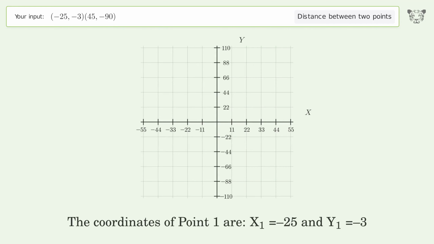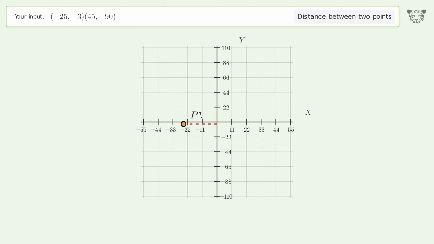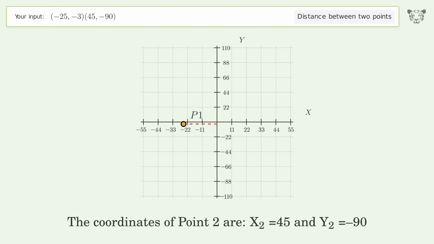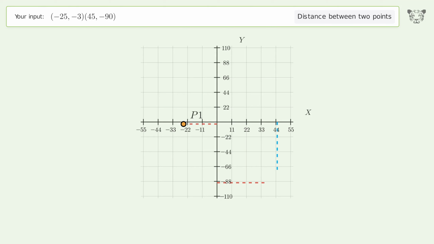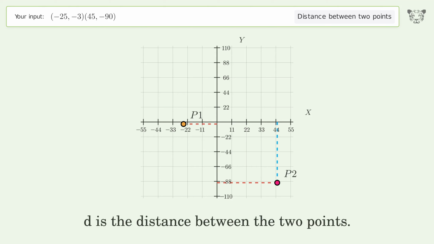The coordinates of point 1 are x1 equals -25 and y1 equals -3. The coordinates of point 2 are x2 equals 45 and y2 equals -90. D is the distance between the 2 points.